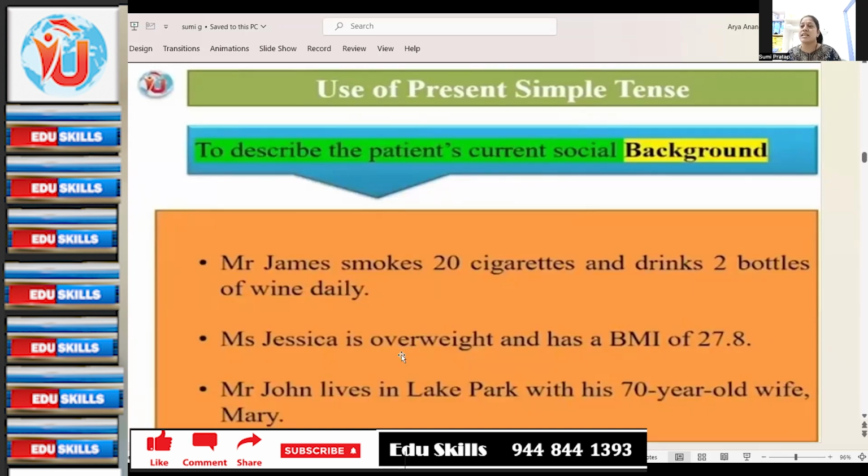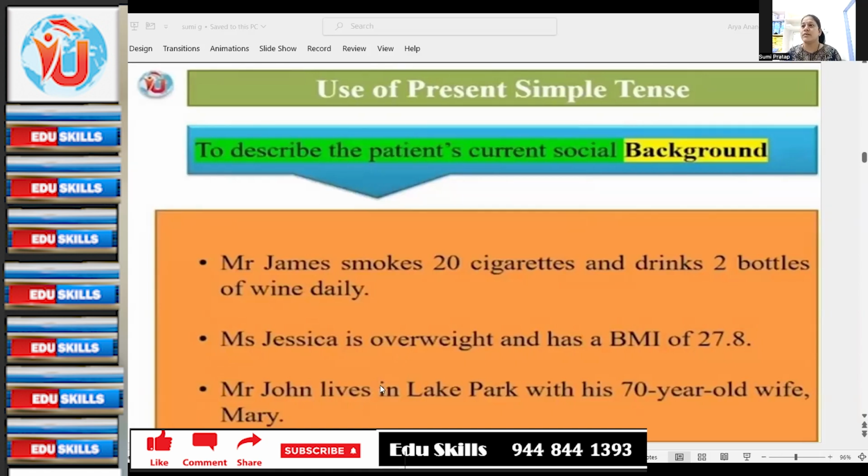Miss Jessica is overweight and has a BMI. We cannot write that Jessica is overweight, because that is a judgmental word, but we can add it like this: she has a BMI of 27.8. So this will not be considered a judgmental word. We cannot write that the patient is overweight. In speaking, we also cannot tell the patient that you have too much weight and you have to reduce your weight. So judgmental words we are not allowed to use.